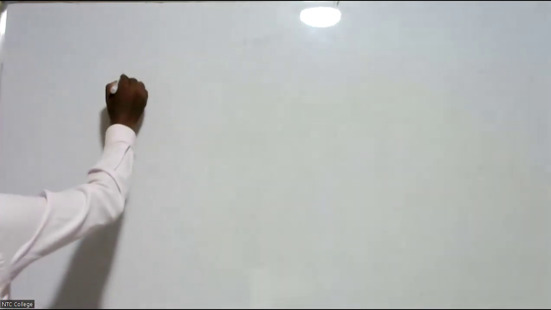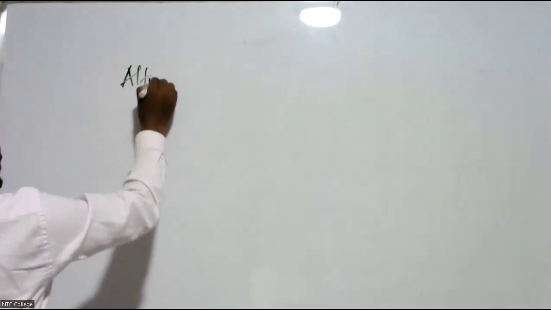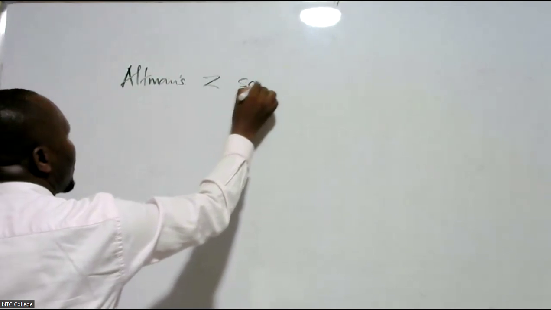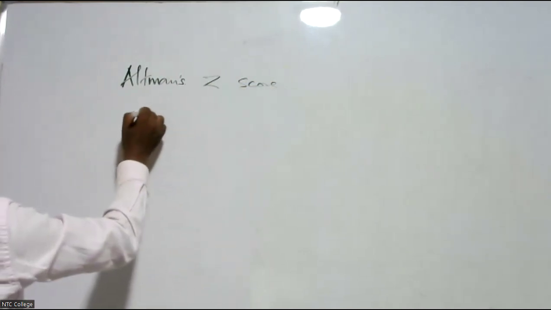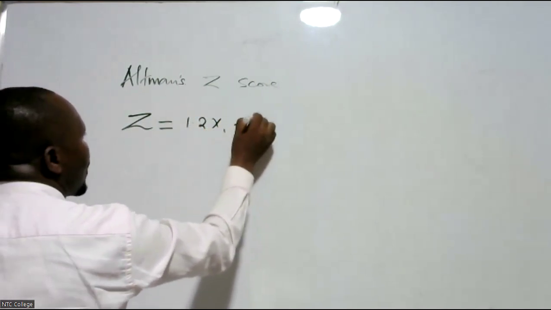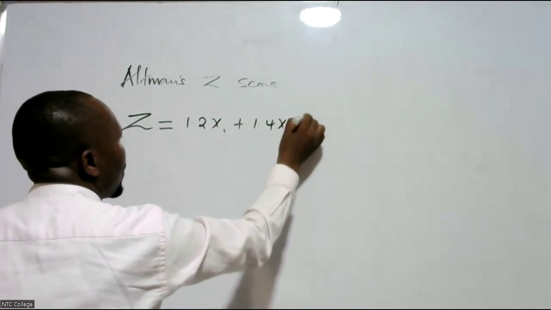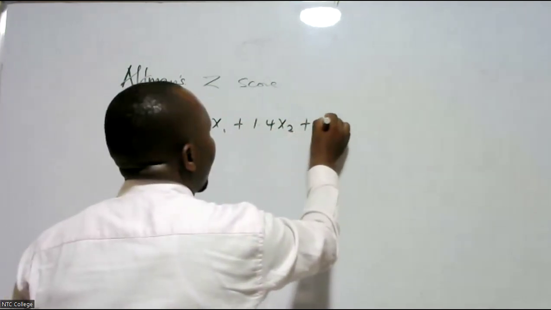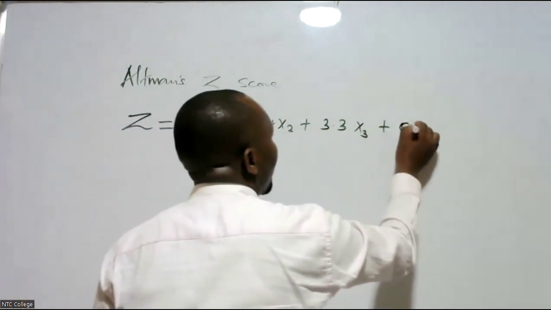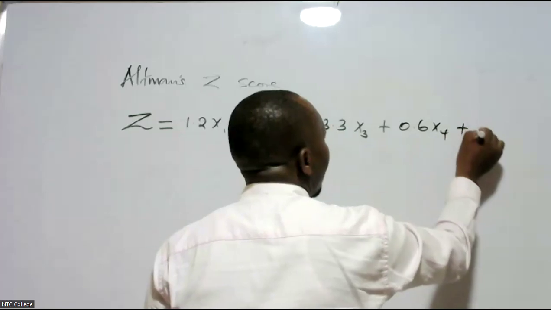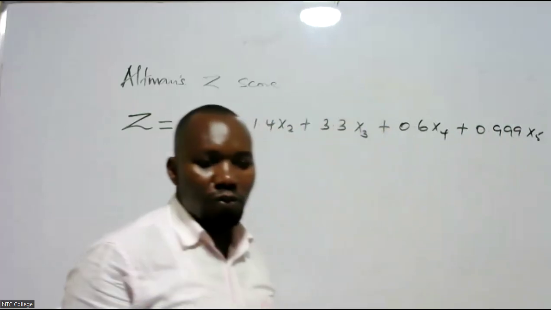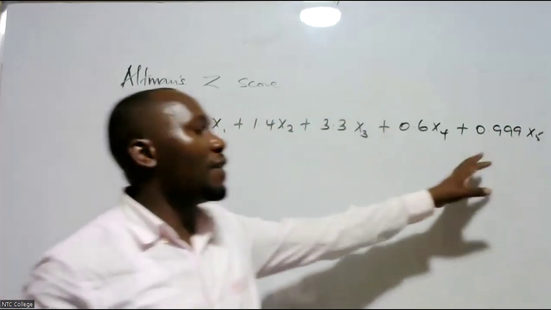So we say that Altman's z-score, the formula is that Z is equal to 1.2 X1 plus 1.4 X2 plus 3.3 X3 plus 0.6 X4 plus 0.999 X5. That is what we were given, but normally we have this as 1.